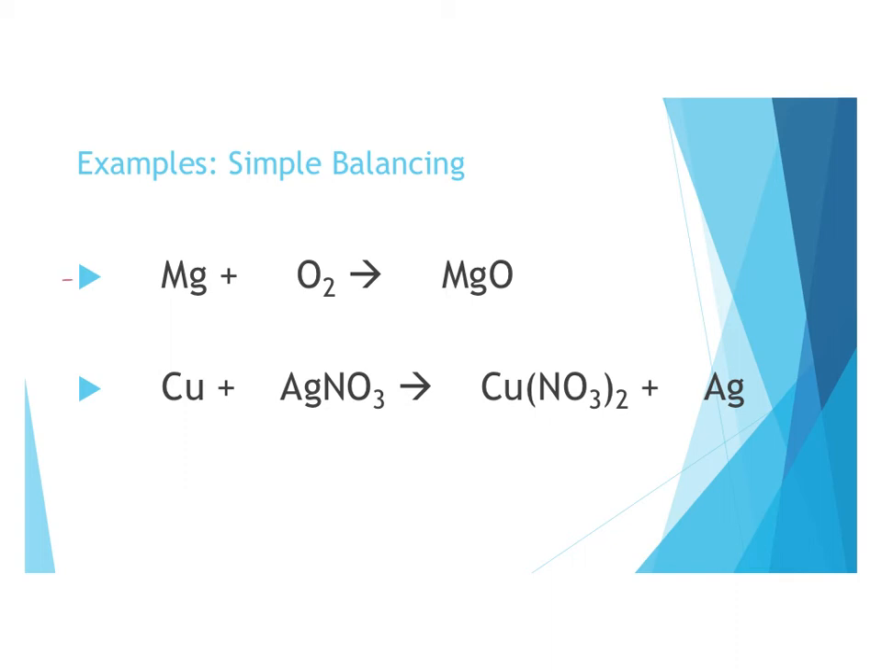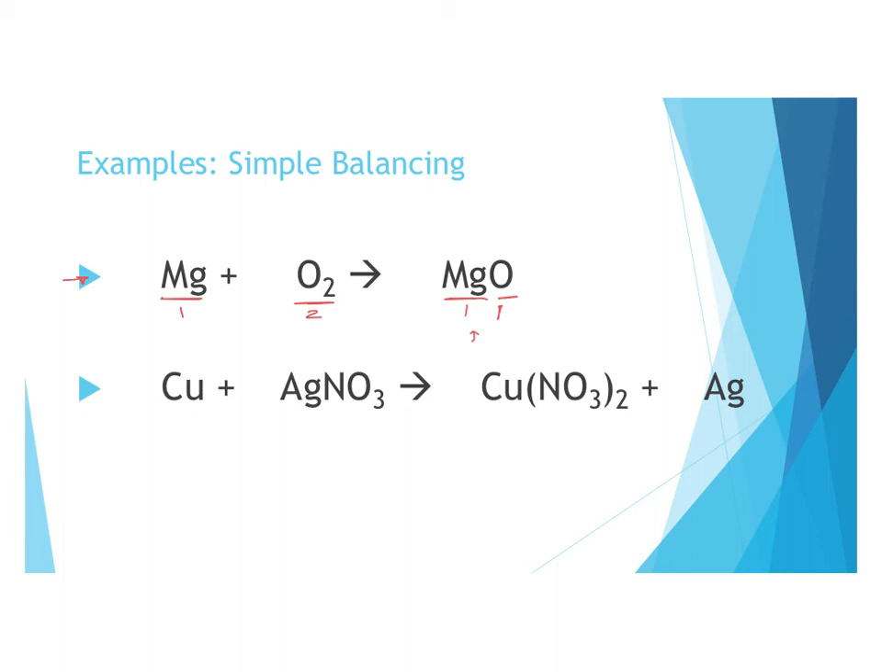So let's do this first one, which was one of our sample problems from yesterday. Magnesium plus oxygen goes to magnesium oxide. I'm going to start by counting on one side and matching for the other side. So how many magnesiums beforehand? I have 1. How many afterwards? I have 1. How many oxygens before? 2. How many oxygens after? 1. All right, so I need more oxygens over here.